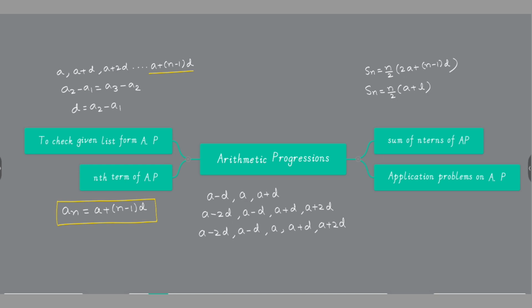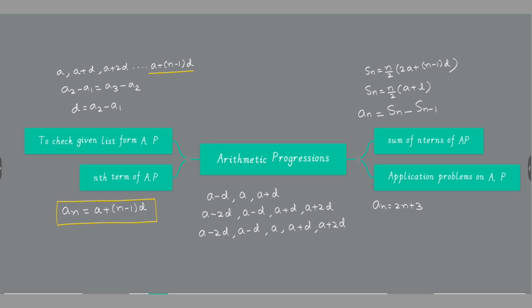Connecting an and Sn, we have one more important formula, that is an is equal to Sn minus Sn minus 1. This we also have to know. Sometimes an will be given like an is equal to 2n plus 3, then find the common difference. Whenever an is given in terms of n, if you substitute 1 in the place of n, we get a1. If you substitute 2 in the place of n, we get a2. Like this, when you substitute the values of n as 1, 2, 3, we get a1, a2, a3. Then you can find the common difference or whatever they are asking.